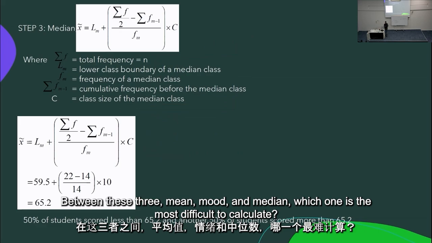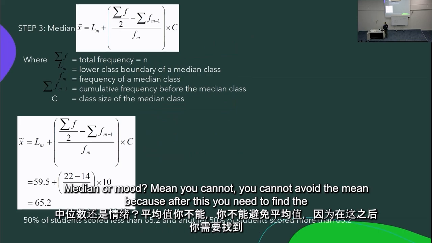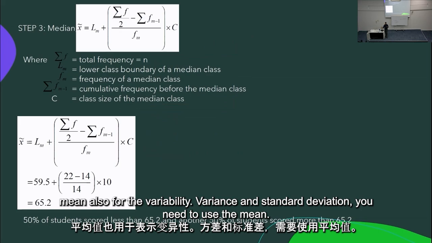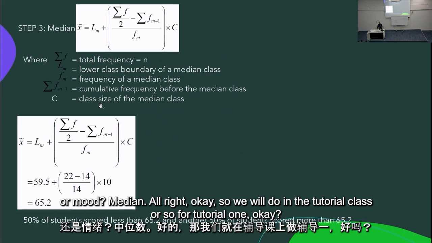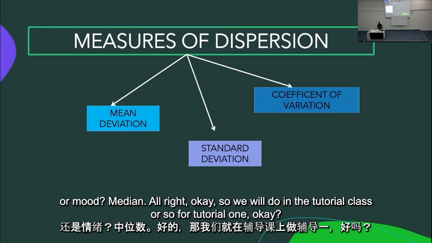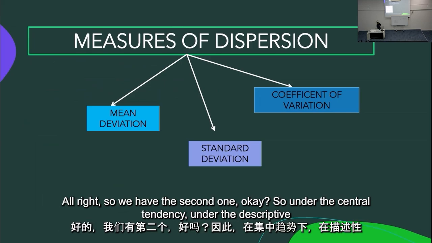Between these three, mean, mode, and median, which one is the most difficult to calculate? Median or mode? Mean you cannot avoid, because after this you need to find the mean also for the variability, variance and standard deviation. You need to use the mean. Which one is the most difficult and most challenging to calculate? Median or mode? Median. So we will do it in the tutorial class also, for tutorial 1.